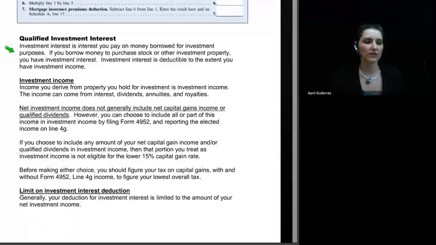There's a question in the classroom, would it show up on a K-1? Well, it's possible that if the K-1 is investing and borrowing money to make those investments, that the K-1 could possibly show investment interest. That can happen, sure. I don't see it very often, but it's possible.